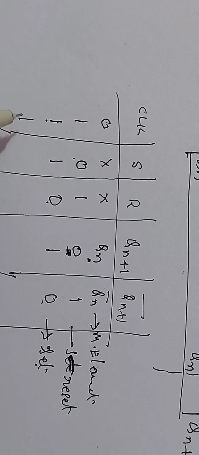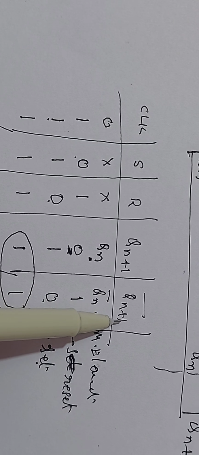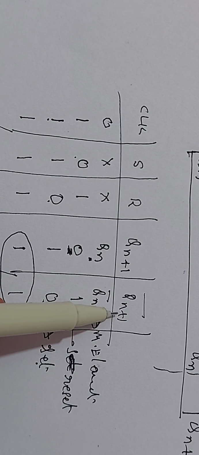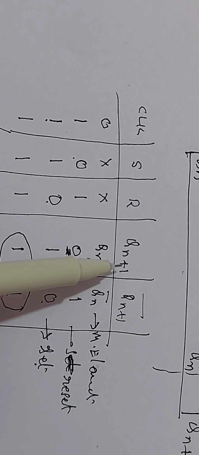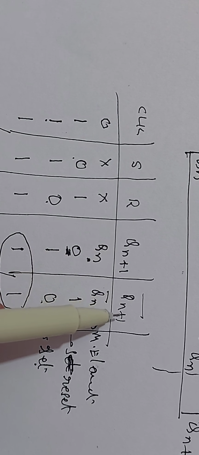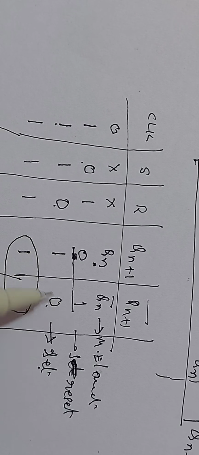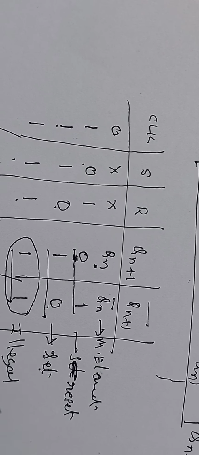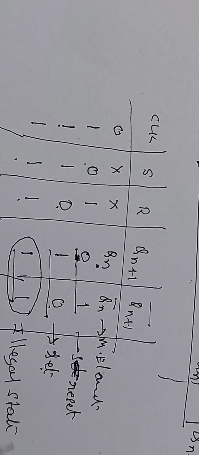When the clock pulse is present and both S and R are 1 and 1, output Qn plus 1 is 1 and Qn plus 1 bar is also 1. This is illegal because Qn plus 1 and Qn plus 1 bar are complementary to each other. If one is 0, the other should be 1. If this is 1, it should be 0. If this is 0, it should be 1. So you see, this is 0, this is 1. This is 1, this is 0. But here when both inputs are 1 and 1, the outputs are 1 and 1, which is not possible. Therefore, we call this an illegal state. It is not a legal state.